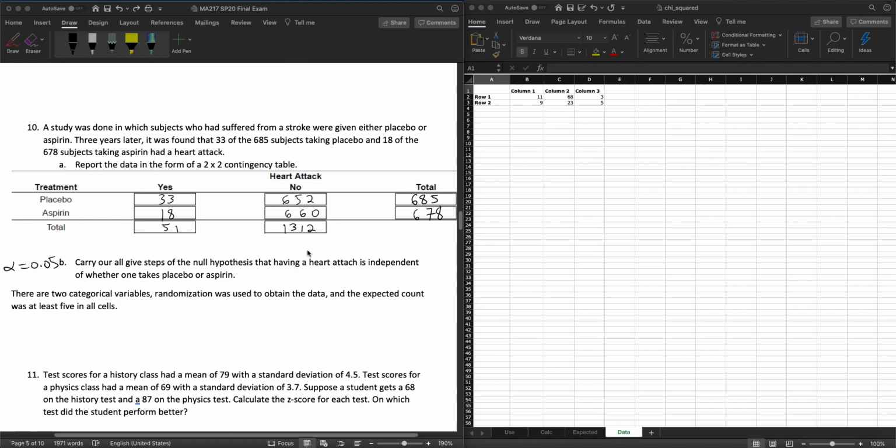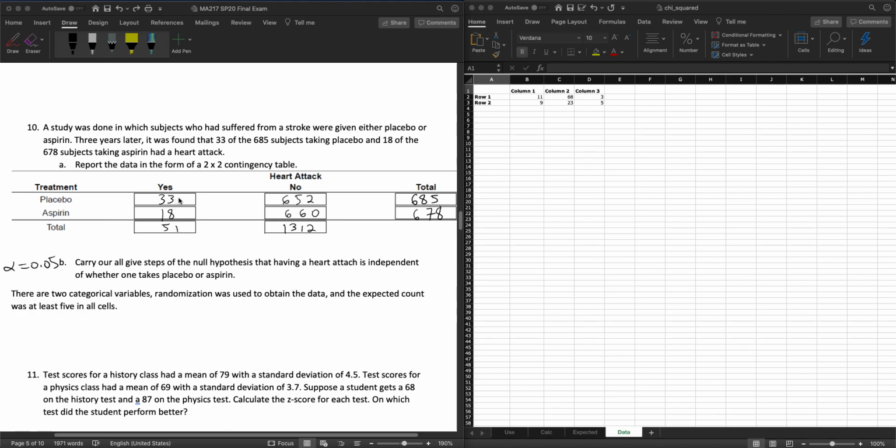A study was done in which subjects who had suffered from a stroke were given either placebo or aspirin. 3 years later, it was found that 33 of the 685 subjects taking placebo and 18 of the 678 subjects taking aspirin had a heart attack. We want to first report the data in the form of a 2x2 contingency table.